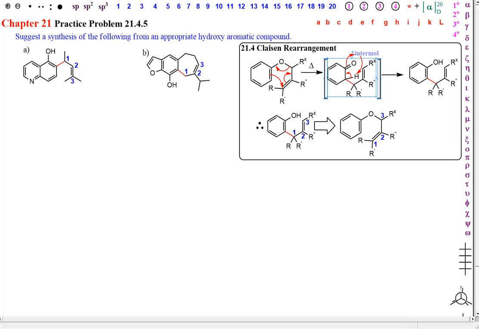We don't have to worry about intermediates in a synthesis question, and that's what 21.4.5 is. The end result after tautomerization is a phenol with a new group on the ortho position. I wrote it backwards because that's how we have to think of this problem. It's a retrosynthesis problem. There's our target. Let's make ours line up with this target.